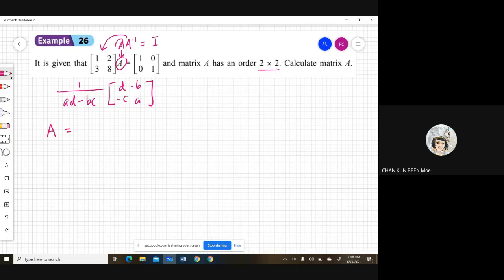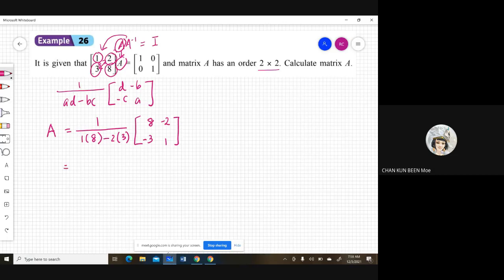We are looking for matrix A. So 1 over AD minus BC will be 1 over 1 times 8 minus 2 times 3. Then exchange the position, so it will be 8 and 1 here. And for this one, you add a negative sign, so it becomes -2, and this is -3.